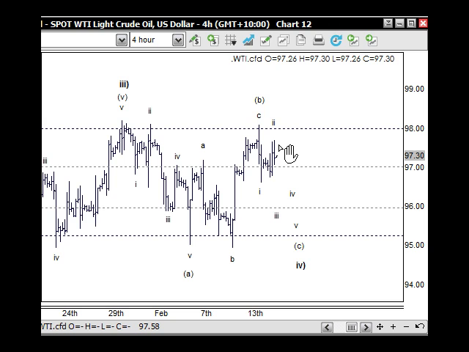So look, if we get a nice sharp move down here, perhaps short the retest of 97 there, if the retest fails at that point.